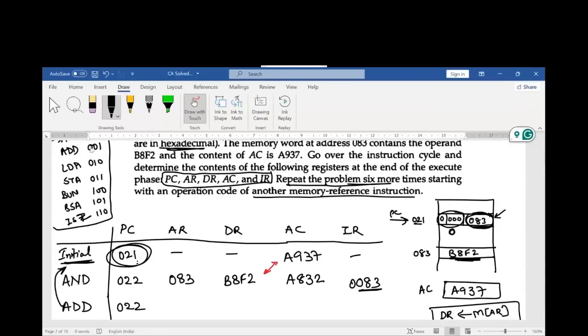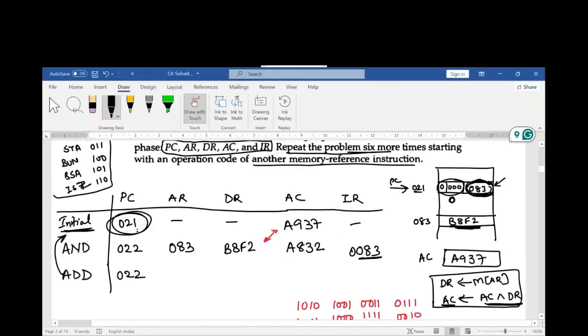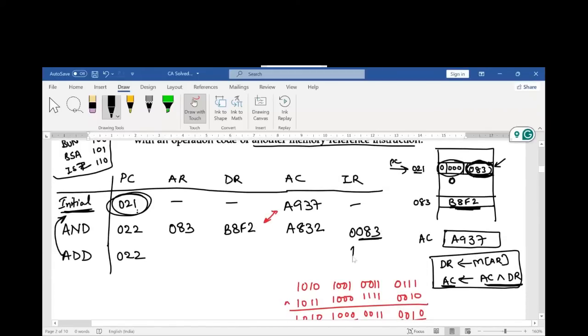So what is the code for add? 1083. We know that add is 001. Indirect bit is 0. So it is 1. And after that, in my AR, 083 is given to us. So what would be fetched in IR? 1083. Okay. During the decode phase, what would happen? 083 would be stored in AR.